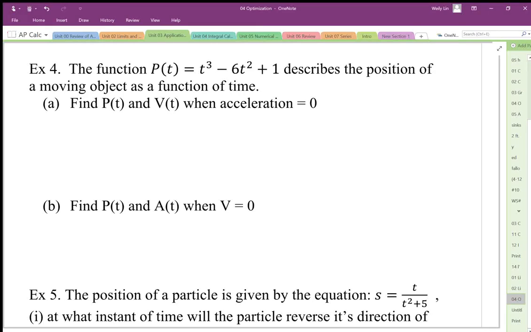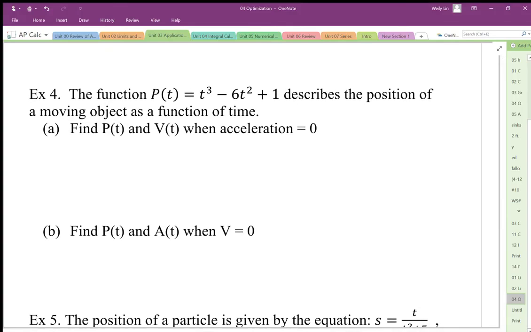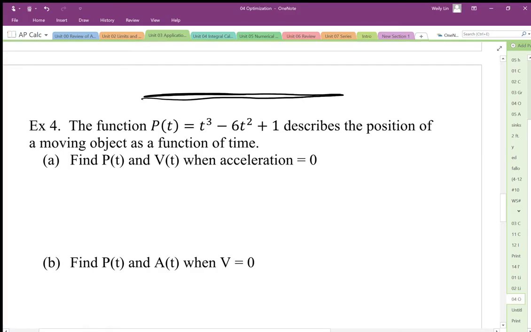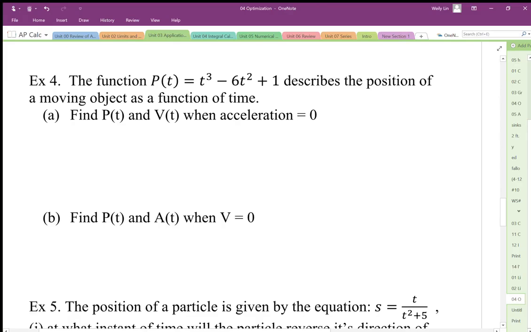So this is a fairly typical AP type problem where we're dealing with position, velocity, and acceleration. Here it says the position is given by the cubic function and describes the position of the object as a function of time. So imagine something moving in a straight line, going back and forth. It's going to have some position on the number line. We'll call that number line P. So we have to find P of t and V of t when the acceleration is 0.